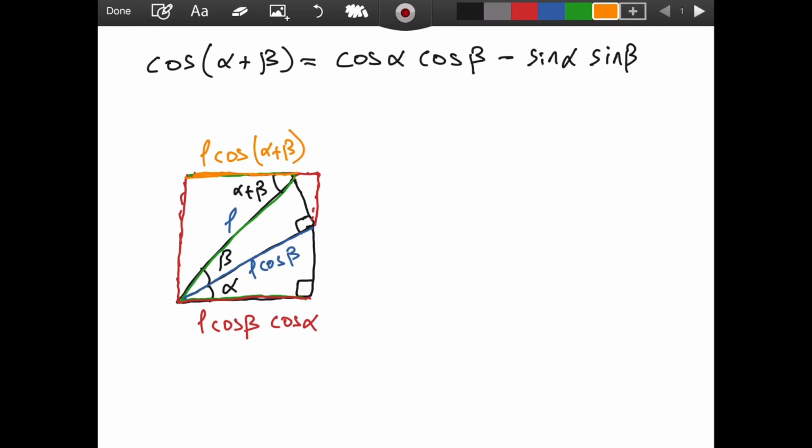Now I want to consider this side, and this side is going to be, again we have the hypotenuse L, times, this time it is the opposite side, so we put sine of beta. And here notice one thing. Since the interior angles of a triangle add up to 180 degrees, this angle here is 90 degrees minus alpha.